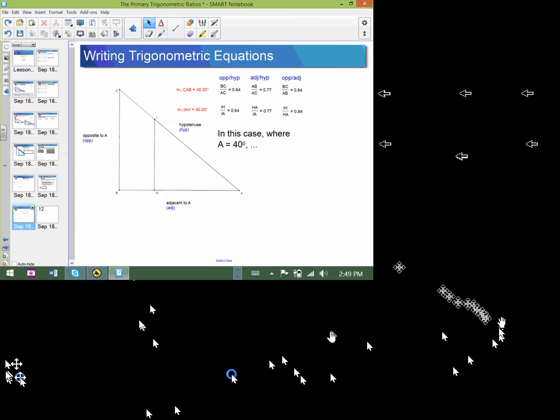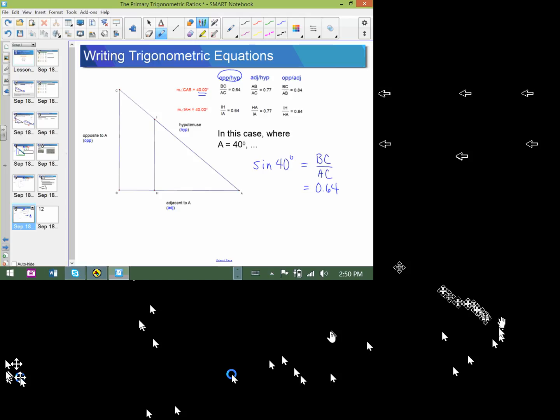What that means is that instead of writing this down all of the time, for 40 degrees, we can say that the sine, as it's abbreviated, of 40 degrees is going to be equal to the opposite length BC over AC.